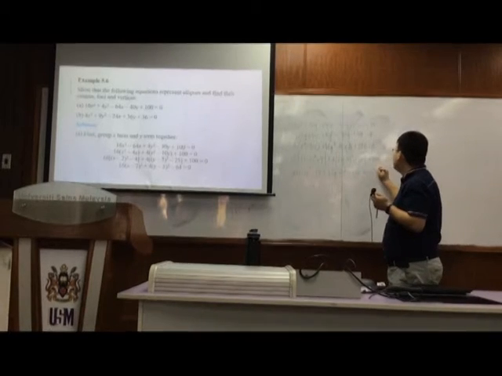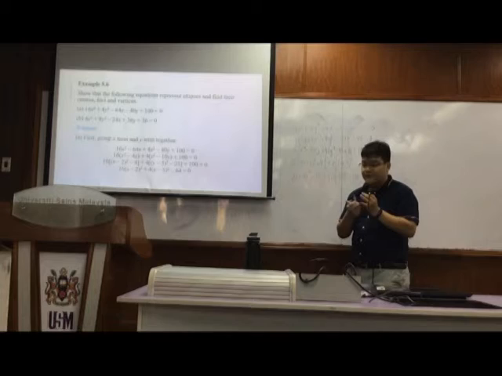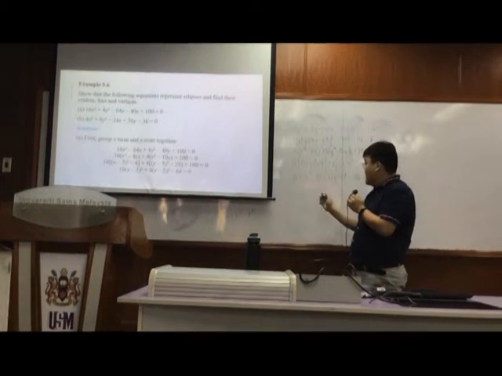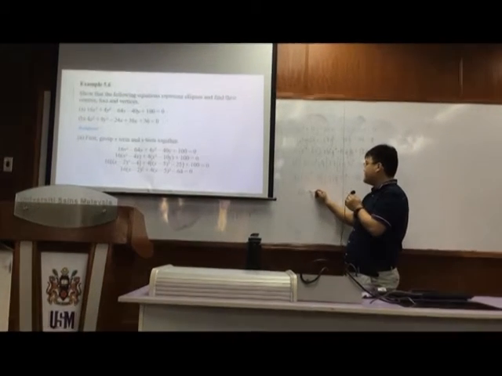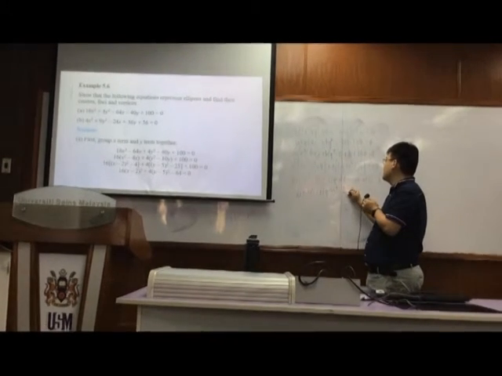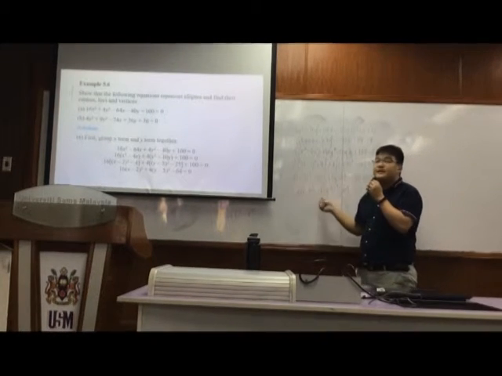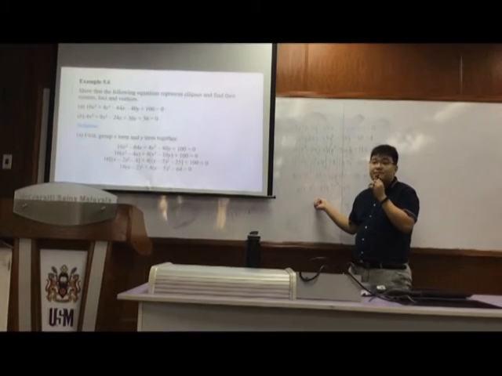This 100 and 100 cancel off and become 0. You're only left with negative 64. Bring the negative 64 to the other side, and it becomes positive 64.